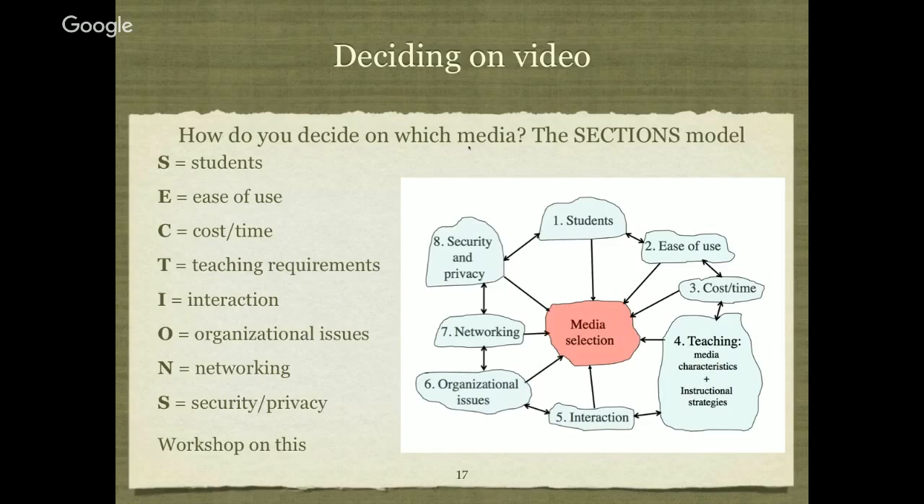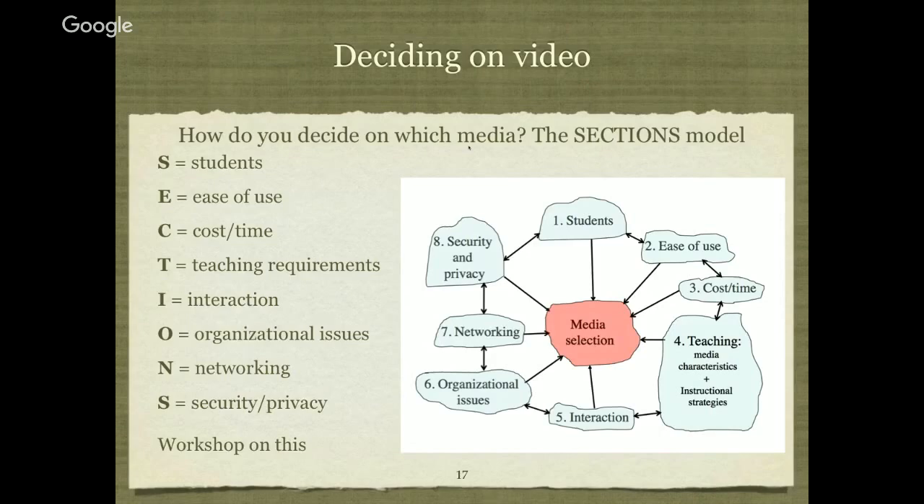making a decision. The other things are, who are my students, what kind of students have I got, what's their prior knowledge, are they used to using video in their learning, in which case you may have to introduce them more gradually and give more help to them. How easy is it to use a medium or a particular technology? How much cost and time is it on your part?